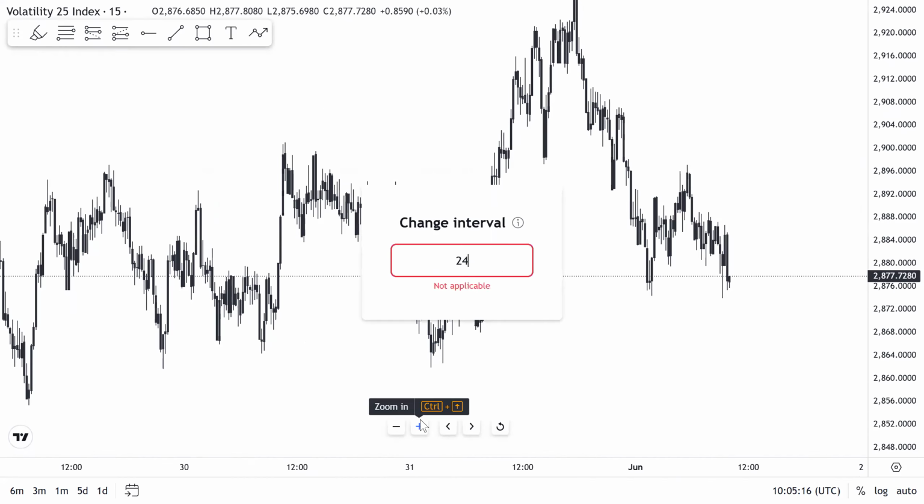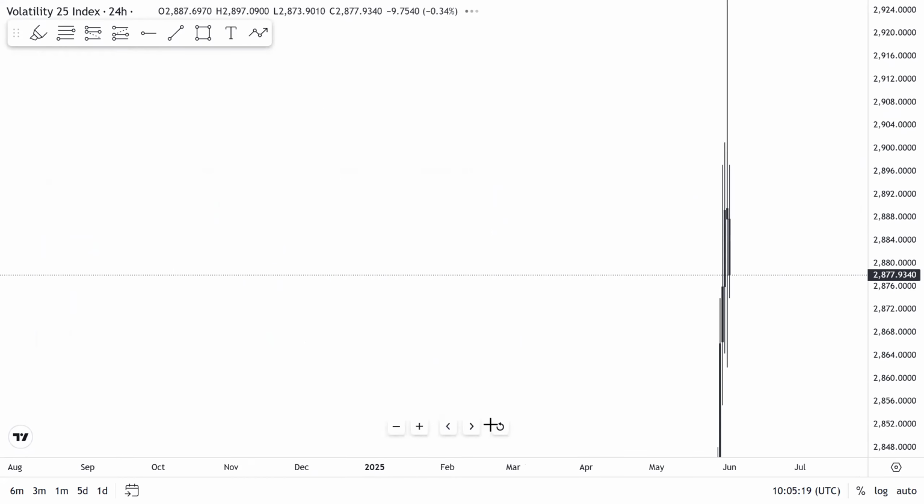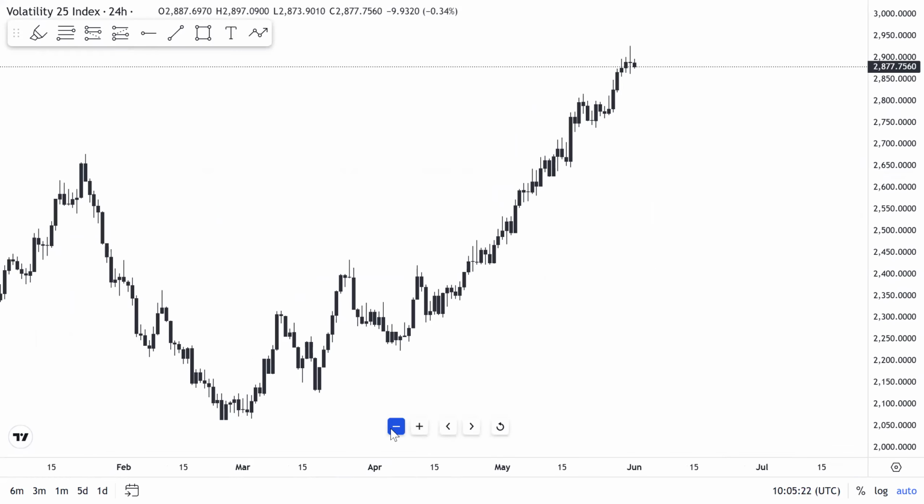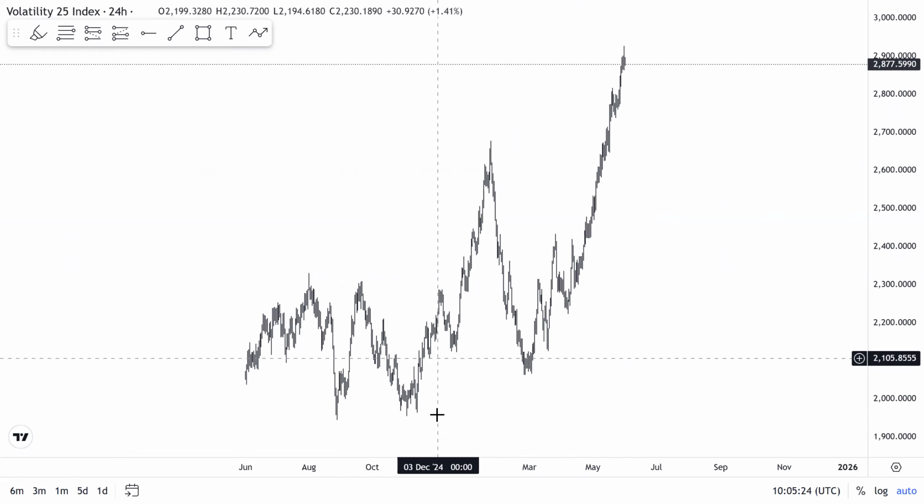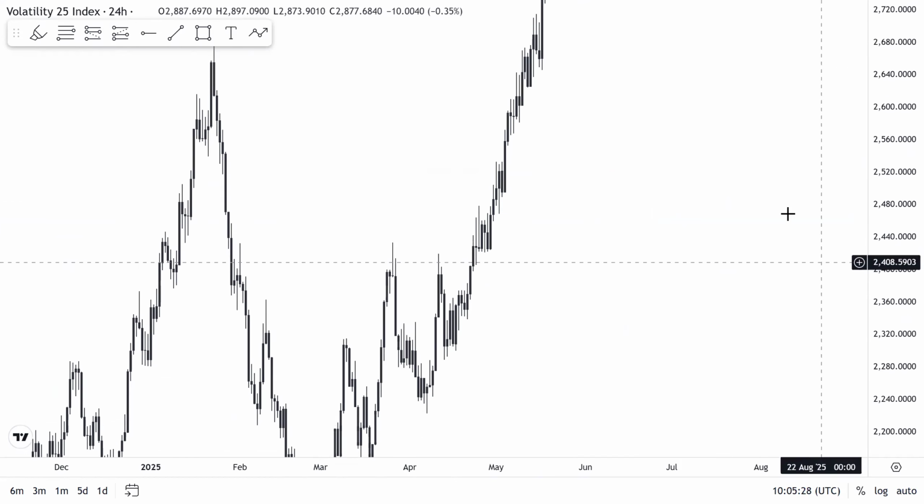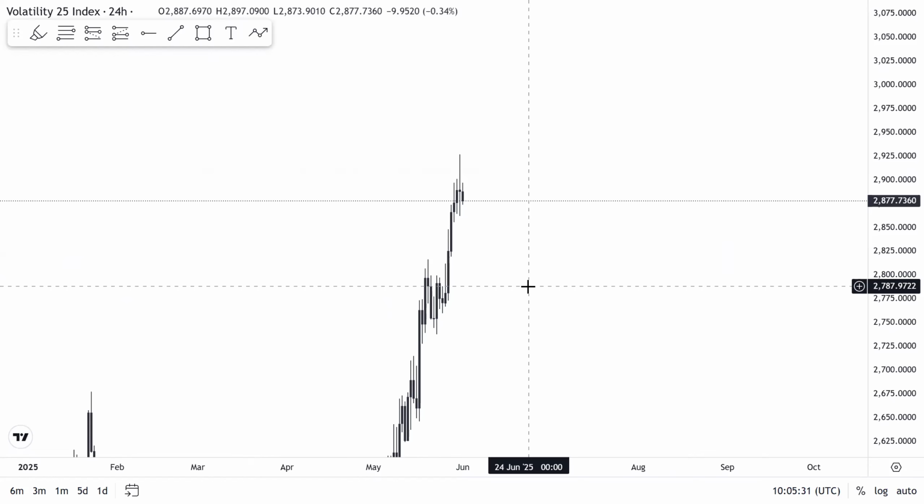V25S. Let's go to the daily time frame. So V25S is obviously very bullish. If I'm not able to take any trade on a bias, I'll be looking for A plus buy.